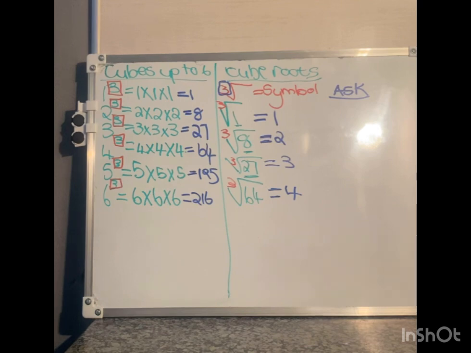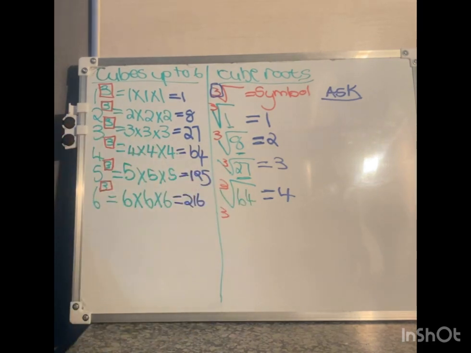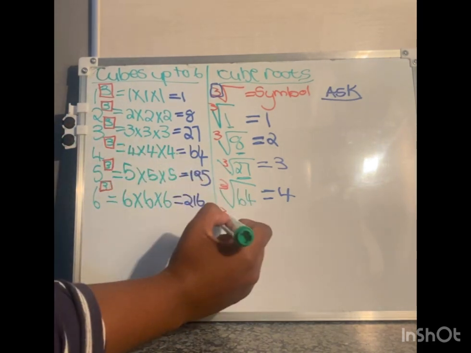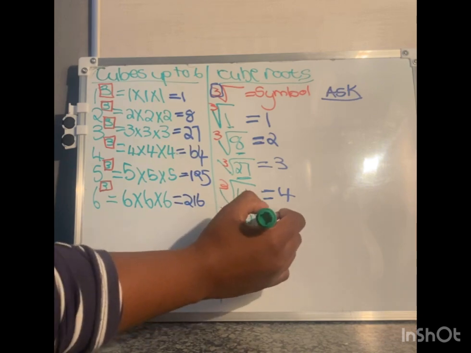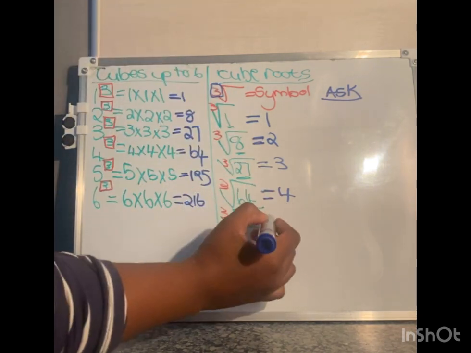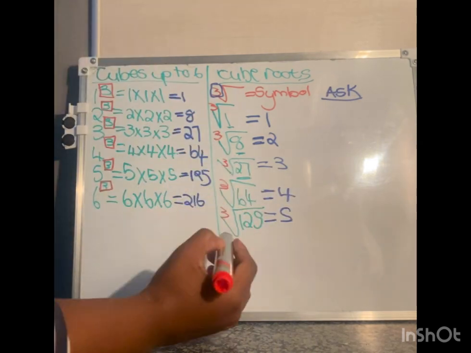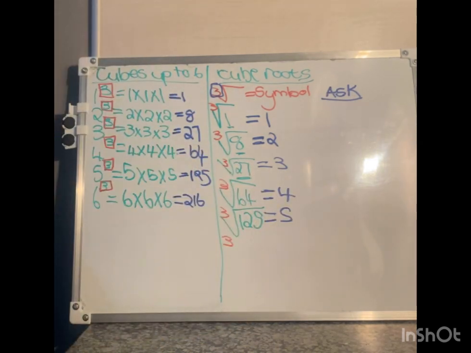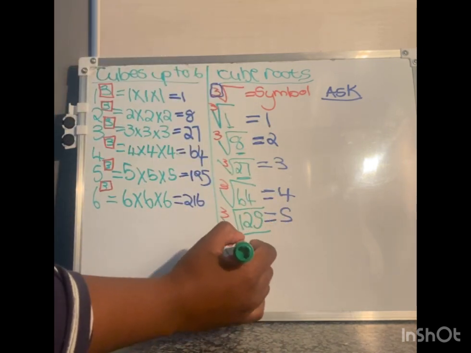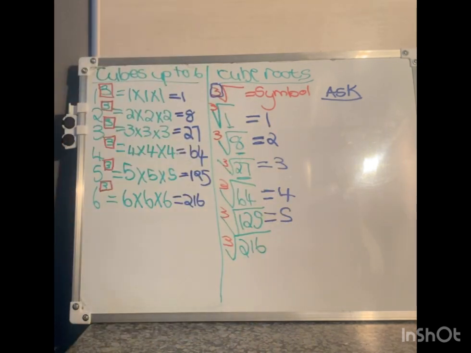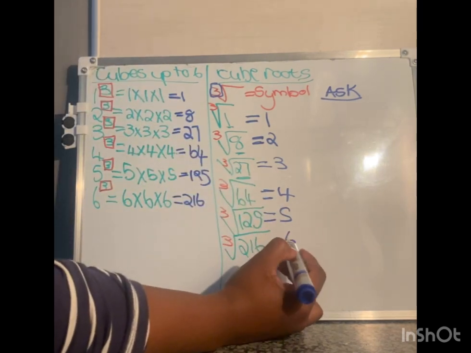And then we come again. What number multiplied by itself and by itself again is going to give you 125? That number is 5. Ask yourself, what number multiplied by itself and by itself again is going to give you 216? And what is that? That will be 6.